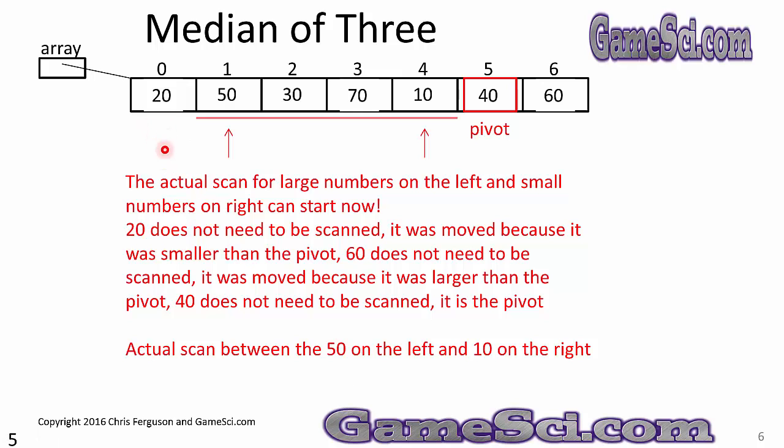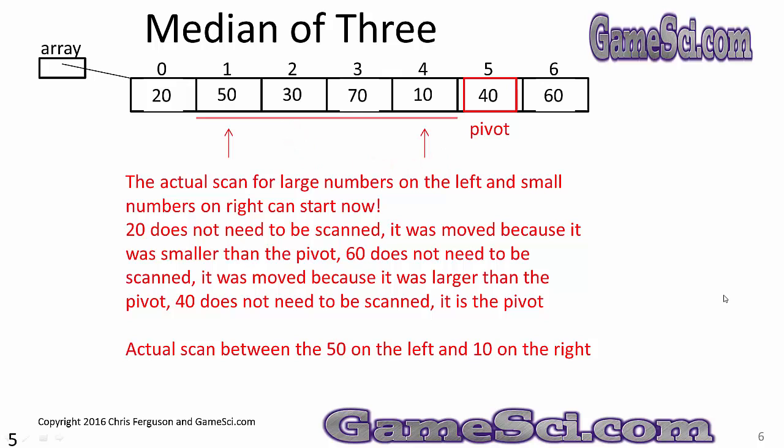20, once again, does not need to be scanned. It's there because it was less than the pivot 40. 60 also does not need to be scanned. It's there because it's greater than the pivot 40. And then again, 40 doesn't need to be scanned. It is the pivot value. Just like with the last algorithm, we're going to exclude the pivot from the scan and then move it to its perfect position when we're done.